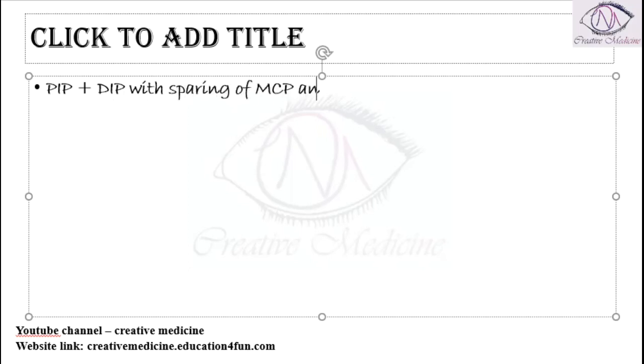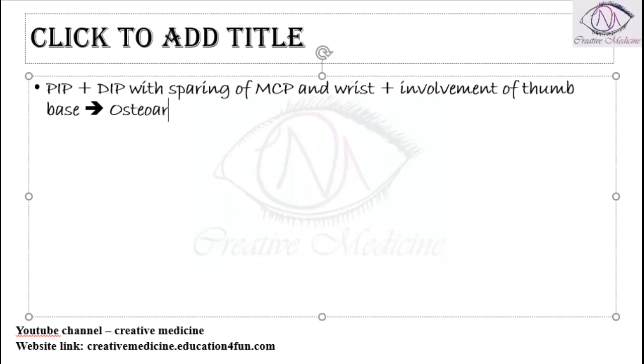If it is given that there is proximal interphalangeal joint involvement with distal interphalangeal joint involvement with sparing of metacarpophalangeal joint and the wrist joint, along with involvement of the thumb base, if there is involvement of first carpometacarpal joint or thumb base, then it is osteoarthritis.